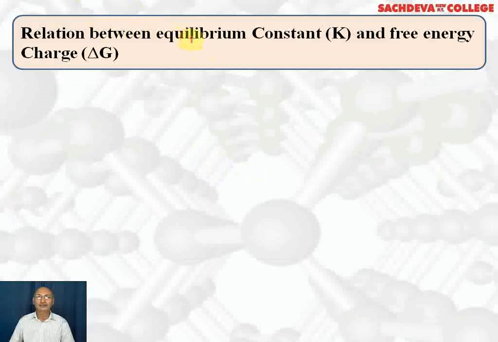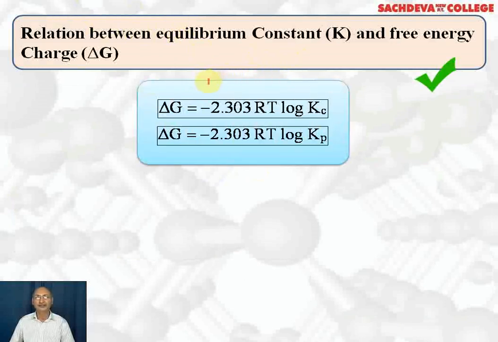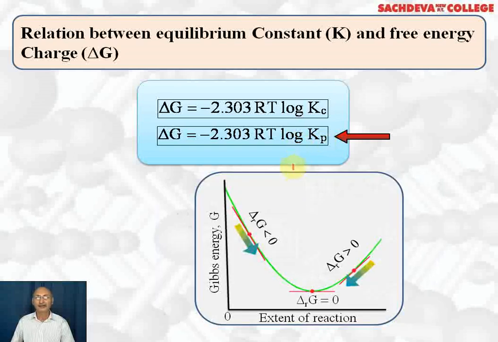Now we are going to take up the relationship between equilibrium constant and free energy change. This relation you will also find in class 12th. Delta G is equal to minus 2.303 RT log Kc. Instead of log Kc, we can also write minus 2.303 RT log Kp. Kc is the equilibrium constant in terms of molar concentration. Kp is the equilibrium constant in terms of partial pressure of gases.